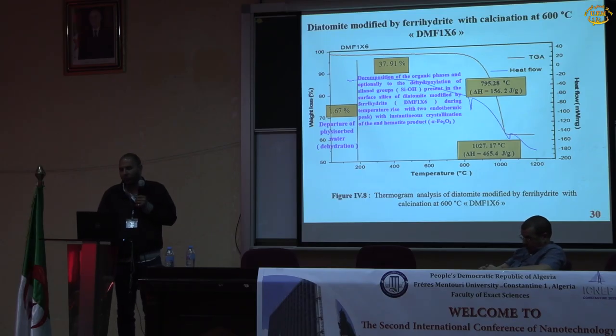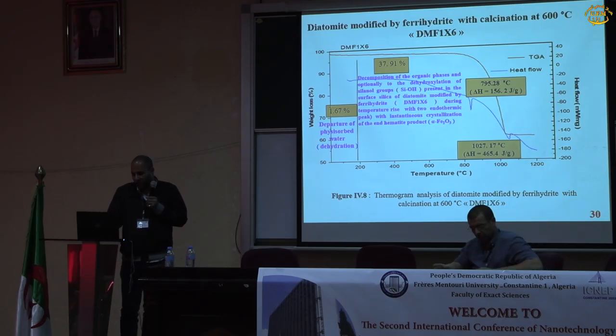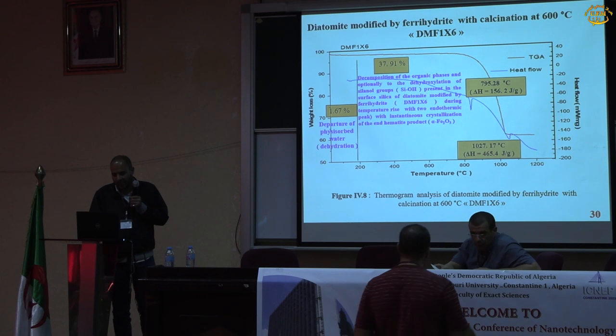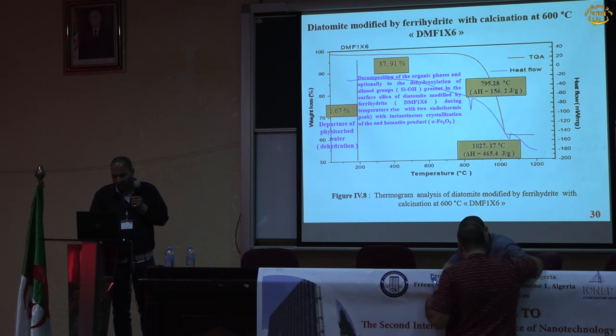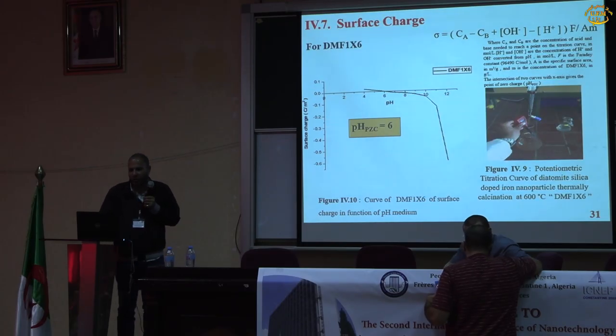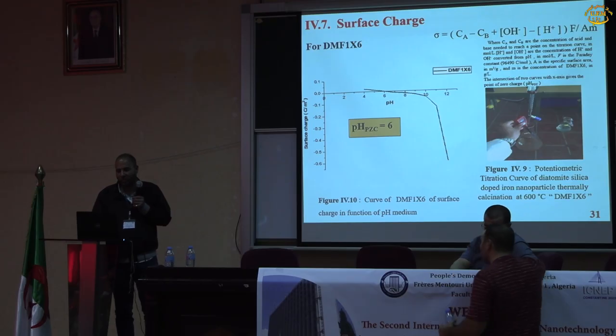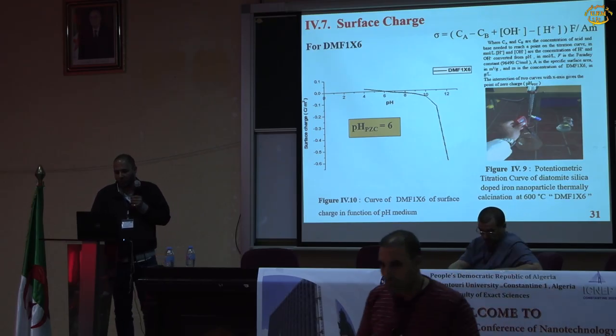And there are two endothermic peaks at two temperatures. For the first, at 795.28 Celsius with an enthalpy of 156.2 joule per gram, and the second endothermic peak at the temperature 1027.76 degrees with an enthalpy of 465.4 joule per gram. Surface charge uses the potentiometric titration method.